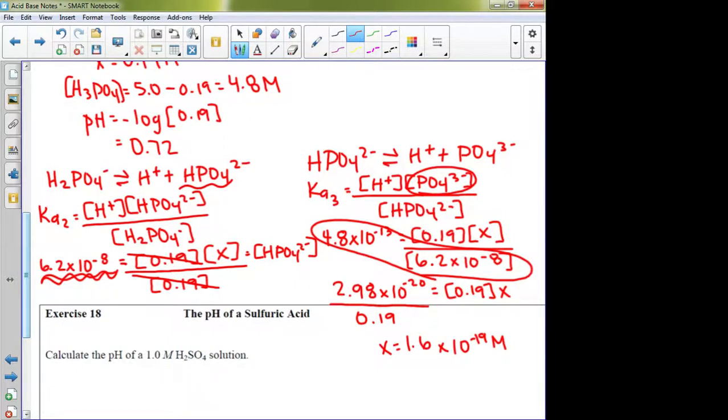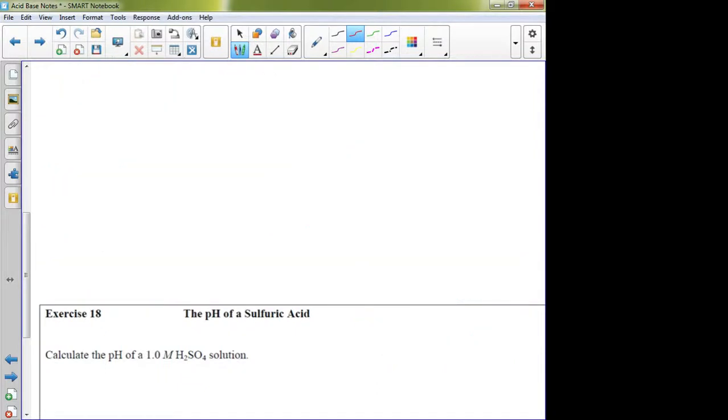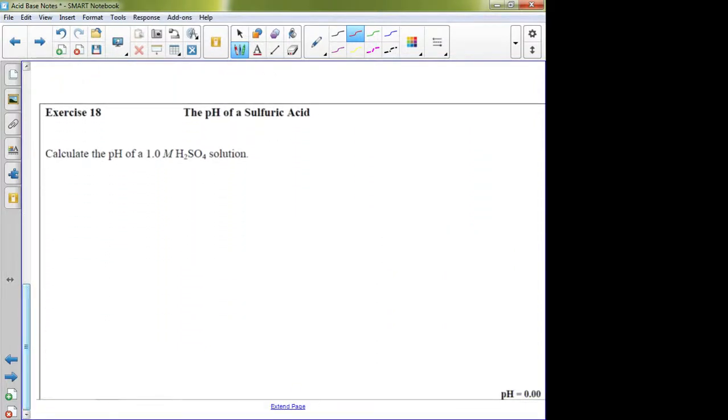Yes. Okay, I'm going to clear the ink from this page because I wrote all into my exercise 18. All right, exercise 18, the pH of sulfuric acid. This says calculate the pH of a 1.0 molar solution of H2SO4. So is this solution more dilute than 1.0? No, it is 1.0.